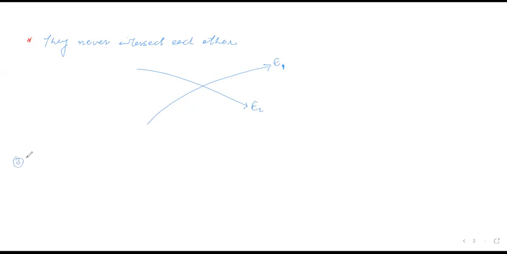The third point is the density of electric field lines gives an idea regarding the strength of the electric field.